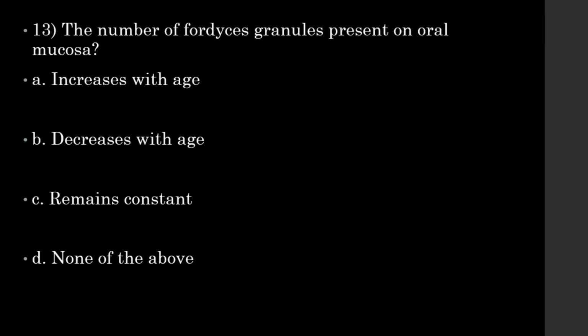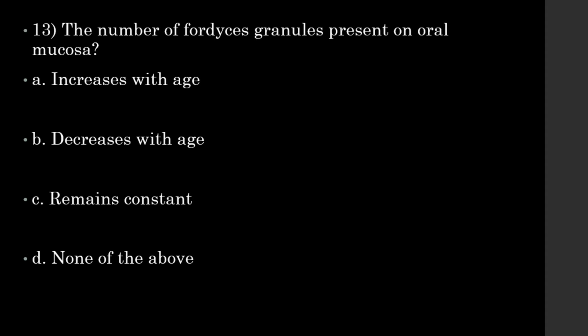Here it goes on your screen. The number of Fordyce granules present on oral mucosa. Option A, increases with age. Option B, decreases with age. Option C, remain constant, or option D, none of the above. So what do you think will be the right answer for this particular question?